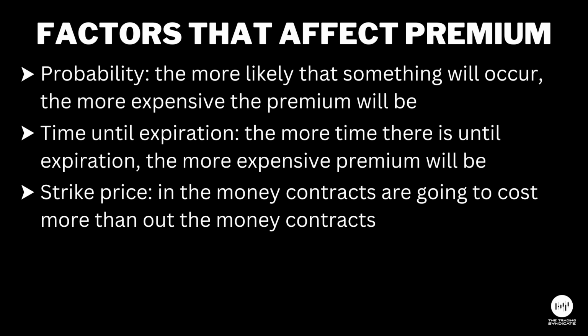Another factor is the time till expiration. The more time there is till expiration, the more that contract will be worth, as time allows for greater probability of things happening. As time goes on, the price of the option premium will naturally decrease since the probability of that option being successful is decreasing if the stock has not moved. This concept is called time decay.